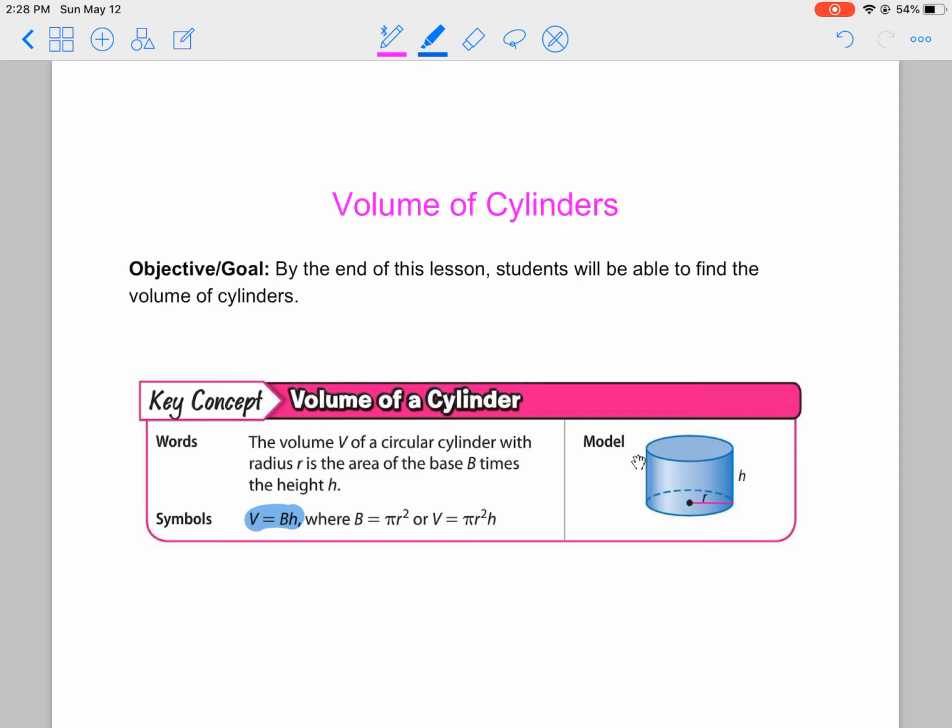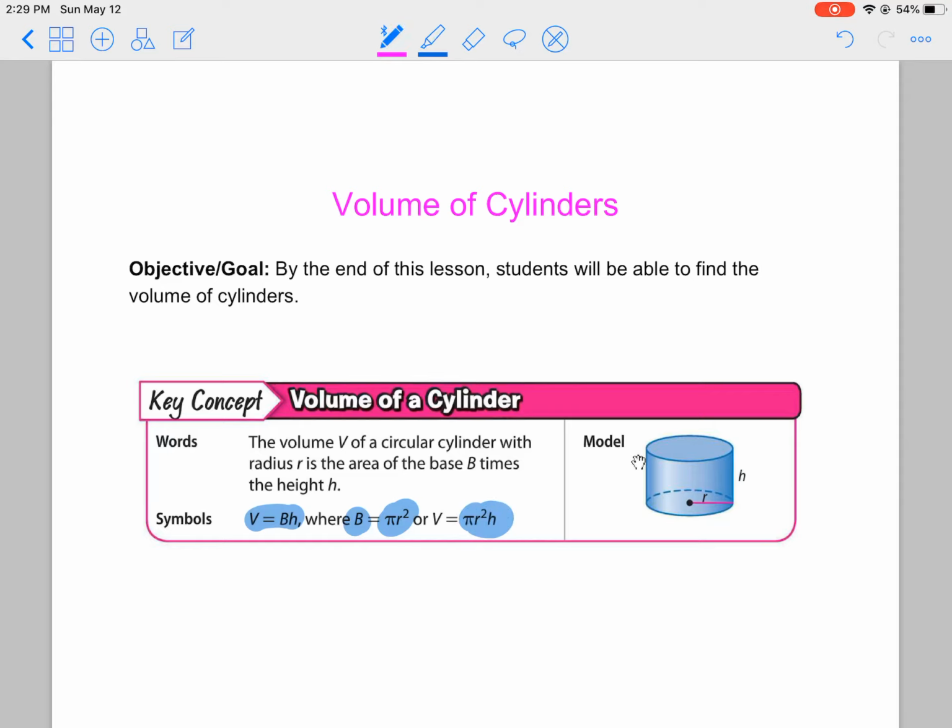B, the area of the base, which is circular on a cylinder, times the height. And B, the big B, is equal to the area of the circle on the bottom, which is pi r squared. So the volume of the entire cylinder is pi r squared h.